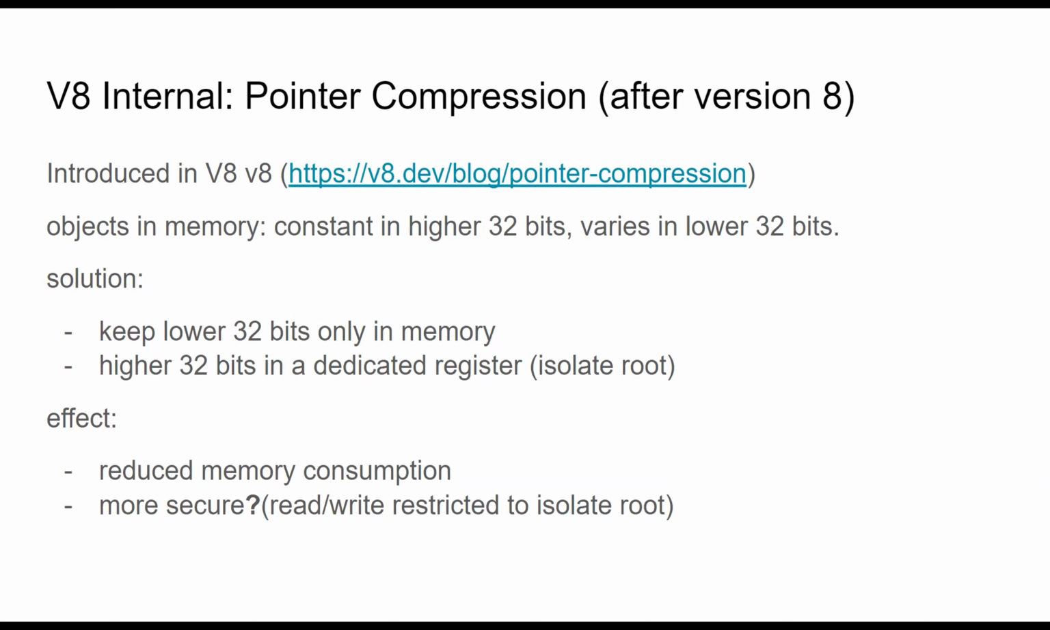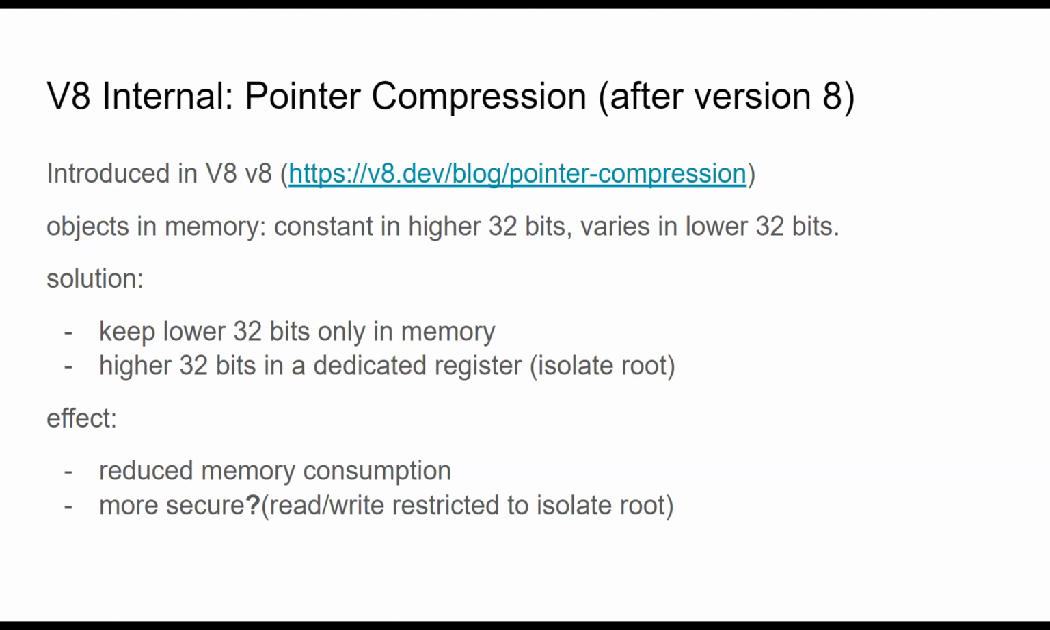Then it only varies in the lower 32 bits. So the developers are thinking about how to reduce the memory consumption. They came up with this solution: only keeping the lower 32 bits in memory, and the higher 32 bits are just stored in a dedicated register. In this case, I'm going to store it in R13, if I'm correct.